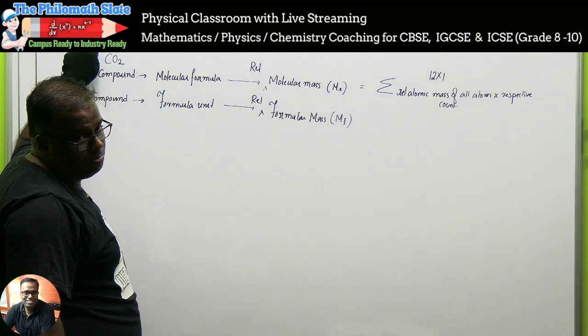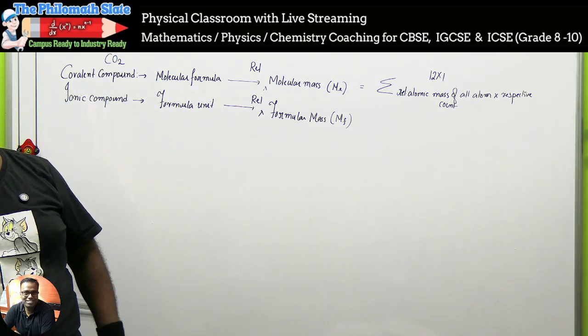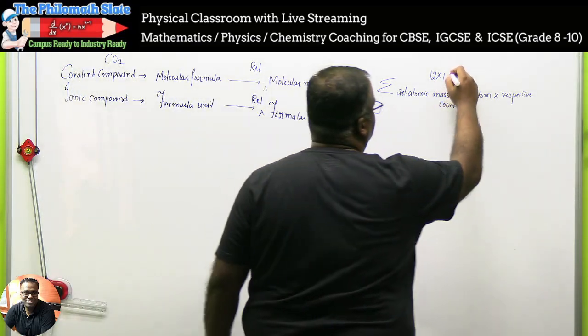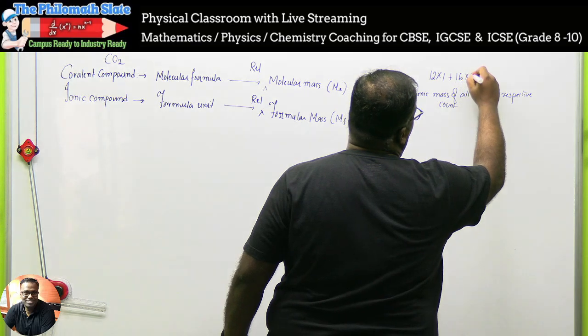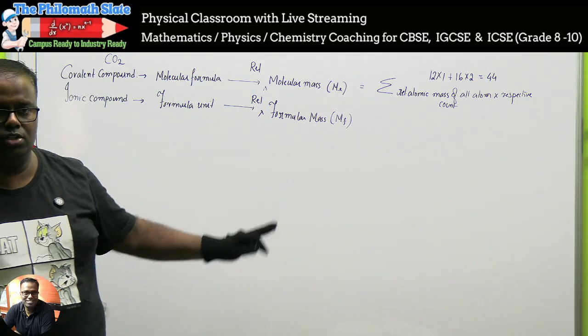How to get the atomic mass? Refer to your periodic table. And right now, don't get into the decimal part. Go by the whole numbers only, nearest whole numbers. It will be easy for you to calculate. And then how many oxygens? Each oxygen is 16 multiplied by 2, so that gives you 44. Is this correct? Have you understood?